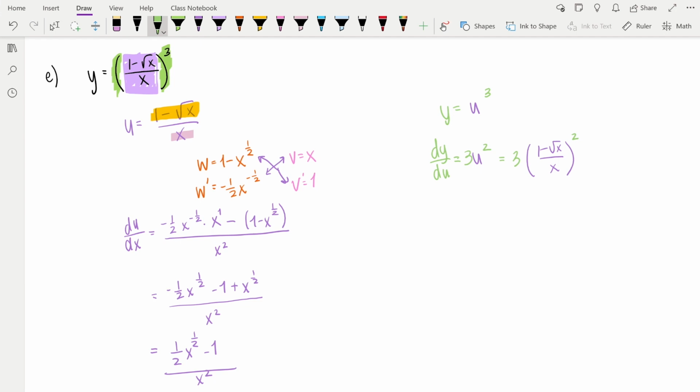I'm only being silent because I'm trying to think about what's the best way to combine these. It's just going to be a lot of algebra no matter what we do. So let's go ahead and throw it back together. The chain rule says that dy/dx is dy/du, so that's this 3 times (1 minus root x over x) squared, times du/dx, which is (1/2 root x minus 1) all over x squared.